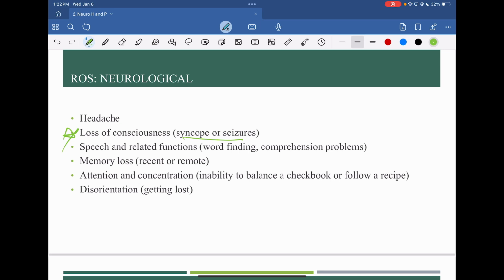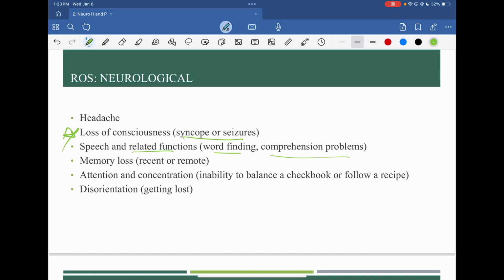Any speech issues and related functions, word finding, comprehension problems. Okay, comprehension issues, is that Broca's or Wernicke's? Wernicke's. Comprehension, so if I ask you a question, what is it cold outside? They'll say, I went on a boat somewhere. Broca's is a motor problem. Broca's is a frontal lobe issue.